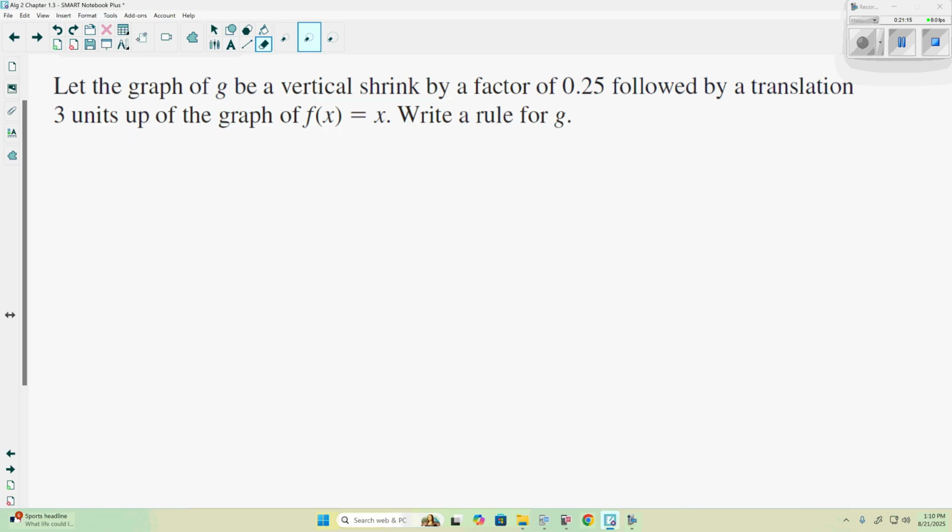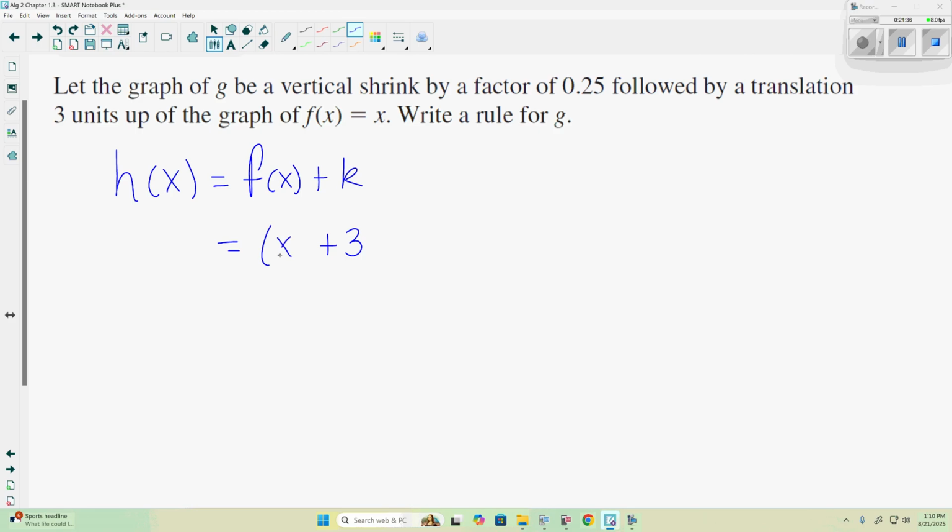Now, I'm going to do this one again. I'm going to flip it. For whatever reason, I'm going to do the vertical translation first. Well, we said k was positive 3, yes? f of x is x, yes? So we simplify, we get x plus 3. We still have the plus 3, we're good, yes?